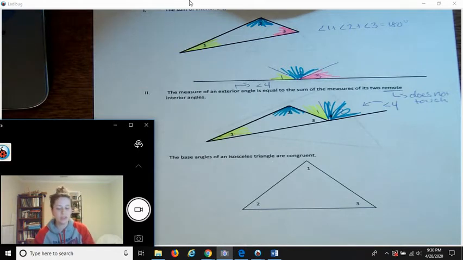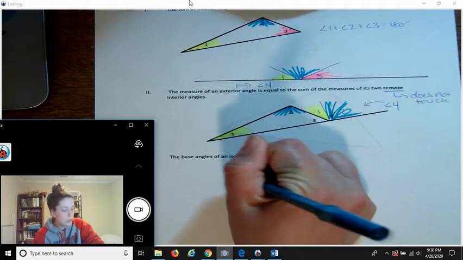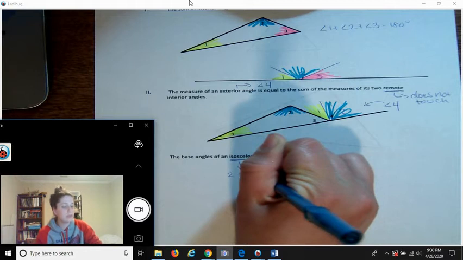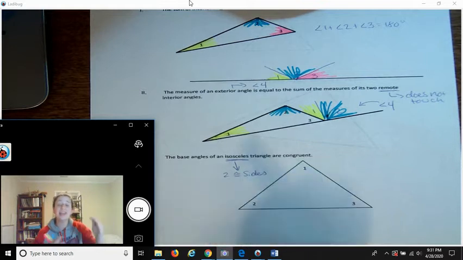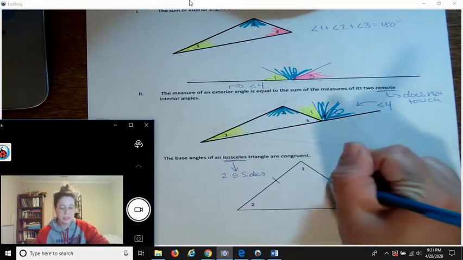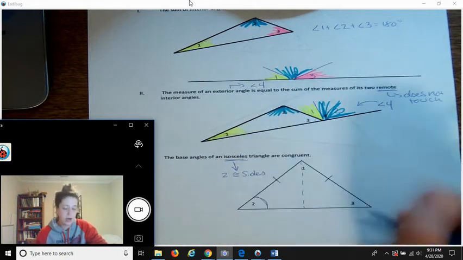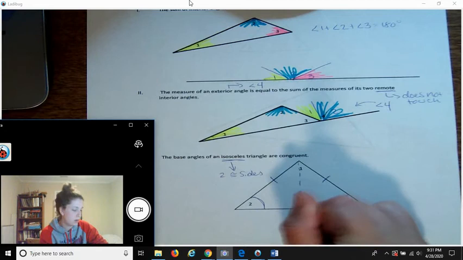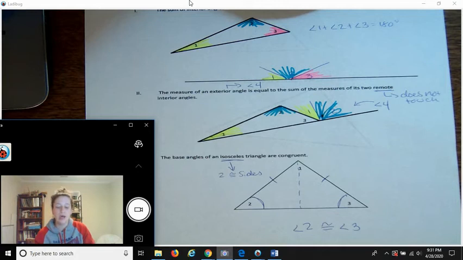The base angles of an isosceles triangle are congruent. Isosceles means it has two congruent sides. This little symbol here means that they're not the same, but they're congruent. So their length is equal, they're just not the same exact side. So this is equal to this. If we draw a line going straight down, when this is true, angle 2 and angle 3 are congruent. Again, different angles, exact same measurement. So that's that for isosceles triangles. Flip it over.